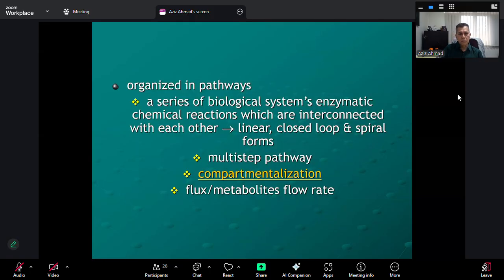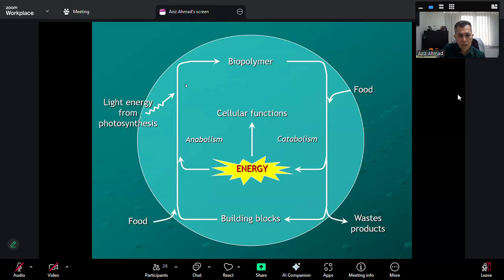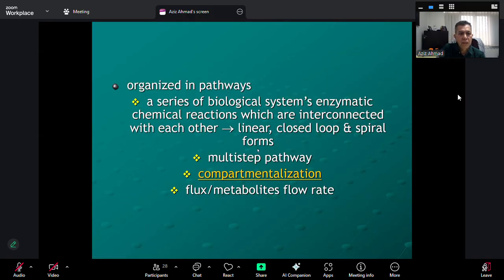Okay, I hope you can clearly follow my diagram. Of course, this diagram or this metabolism can be in many forms, right? It can be a linear process, it can be a closed loop, or it can be a spiral form. Okay, so it can be a multi-step pathway, compartmentalization, and involve some flux or metabolite flow rates. This is something that sometimes makes most biochemistry students quite difficult to follow, because it involves so many fluxes and metabolite flow rates.